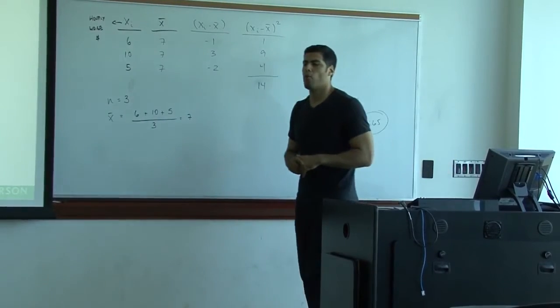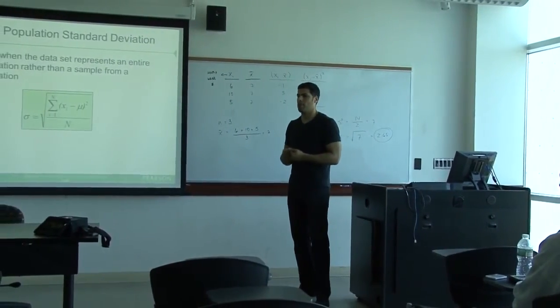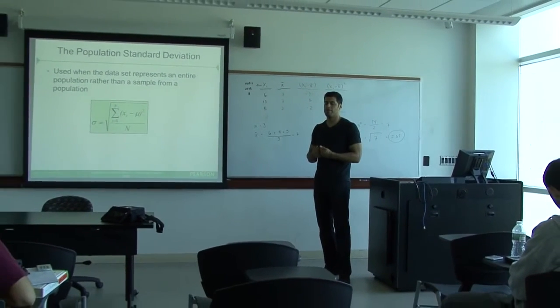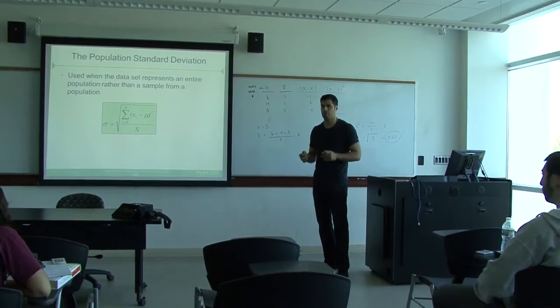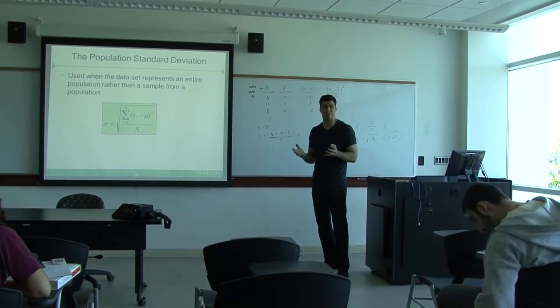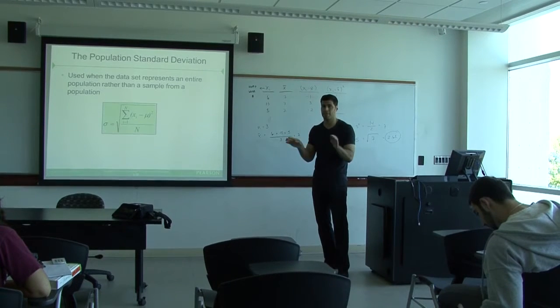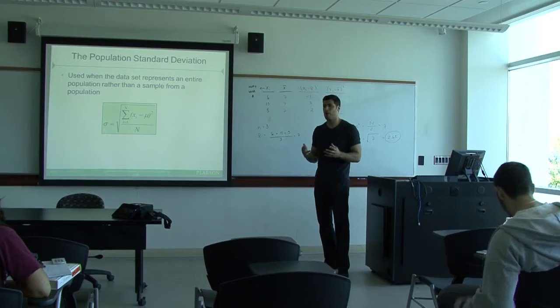Why are the variance and the standard deviation better measures of dispersion than the range? Because the range, like I said, does not use all information in the data set. It only uses the highest and the lowest value. It ignores everything in the middle, right? Because the range is very sensitive to outliers.